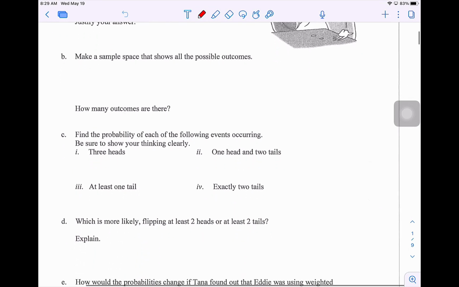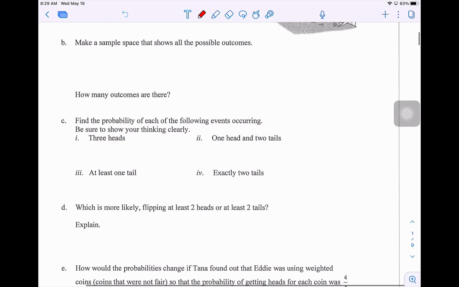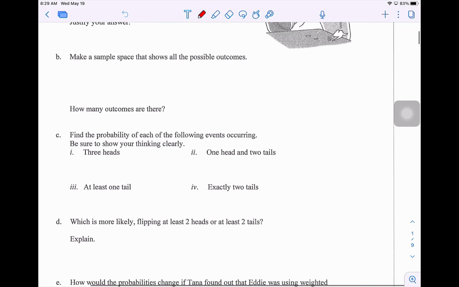So then in part B, when they say make a sample space, what they're saying is either create the area model, if you would have said area model, or create the tree diagram. Let's look at everything that could happen. This is the part that usually students struggle with, is trying to create the tree diagram. Not quite sure where the branches go, that kind of stuff.